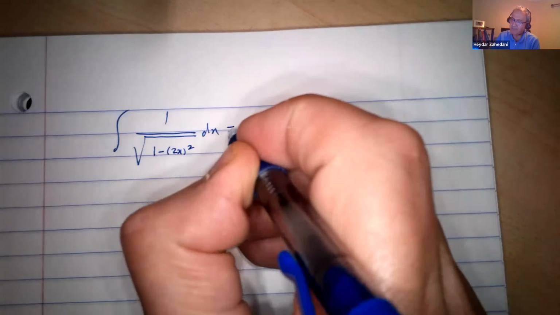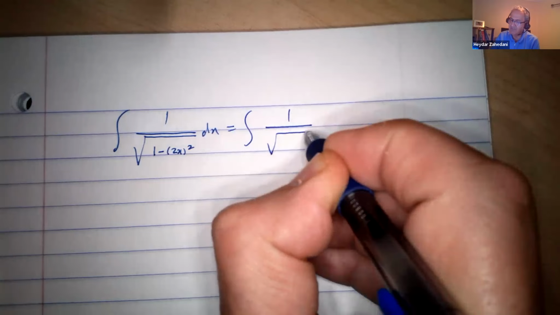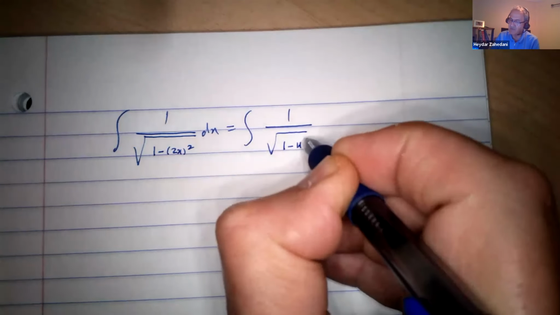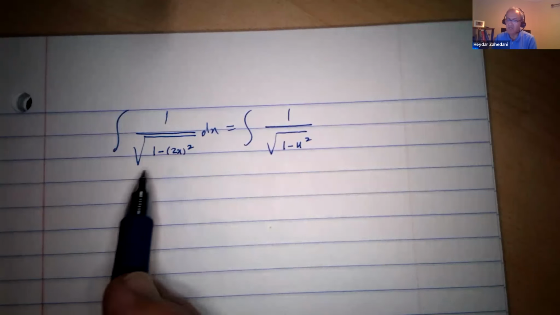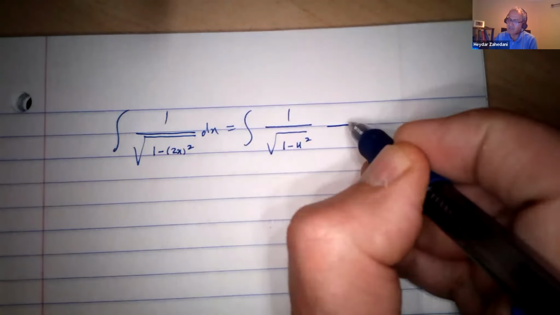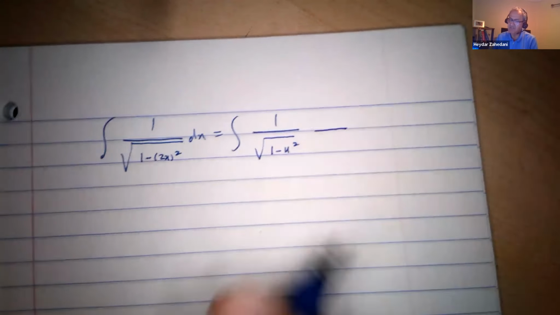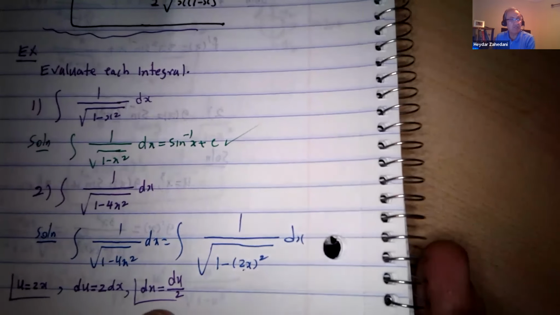Substitute. So 1 over the square root of 1 minus u squared, because the u is 2x. Now the dx. Remember the dx was what? Dx was du over 2. See? Dx is du over 2. So we substitute.